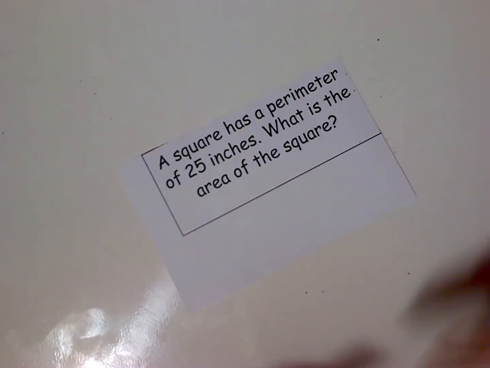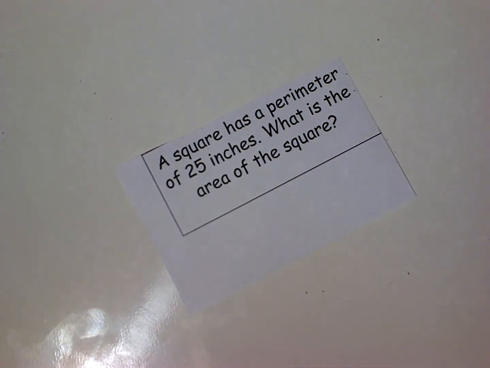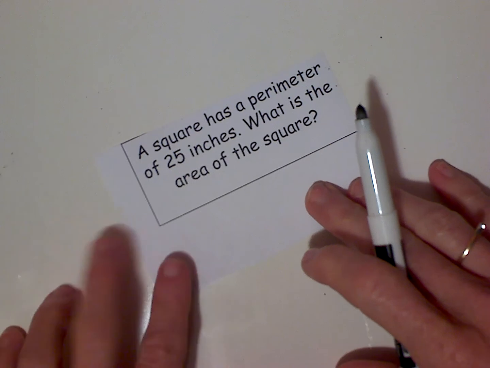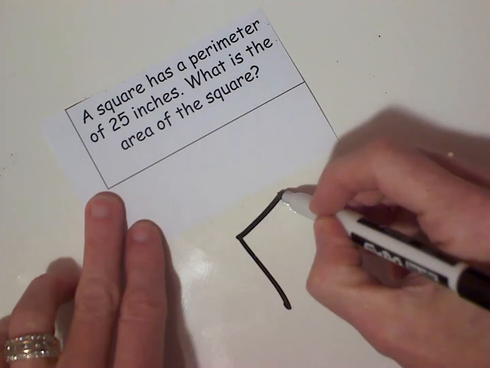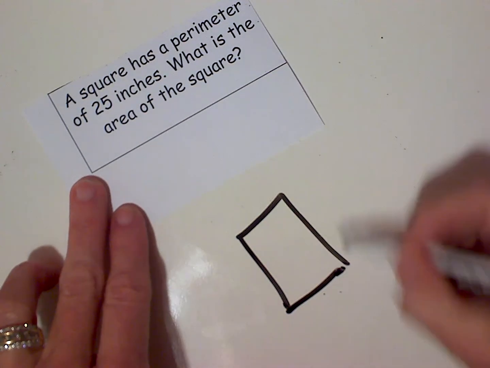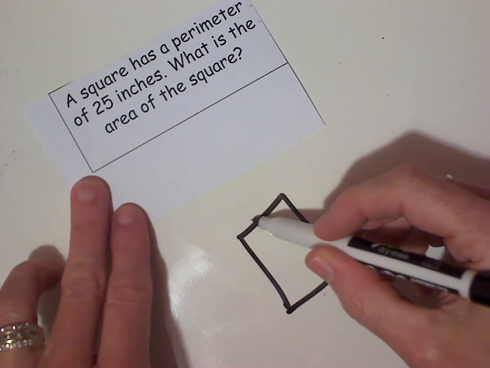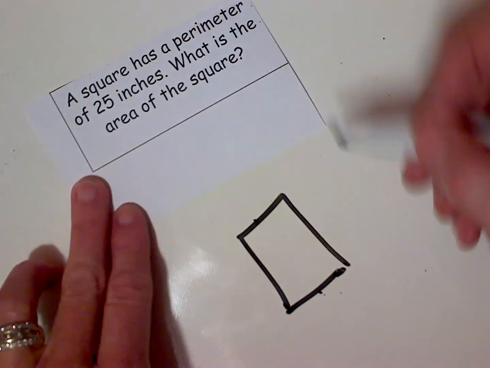And this one, it tells us a square has a perimeter of 25 inches. What is the area of the square? You should have this one answered already on your paper. Again, we know it is a square, and we're keeping in mind that squares have all equal sides, and perimeter is the outside measurement where we would say this side plus this side plus this side plus this side, and it gives us the perimeter.